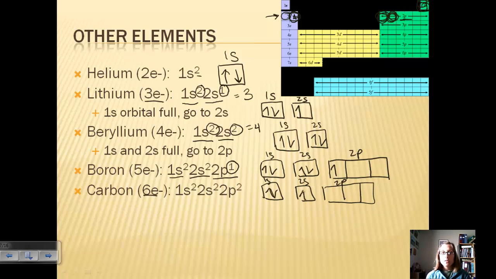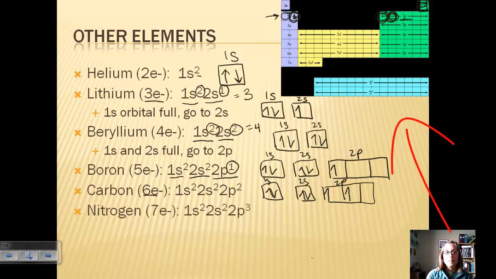1s is full, 2s is full. Now, 2p has 2 in it. I want to fill each orbital with 1 electron before I start doubling up. And so if that's the case, then I want 1 in the first orbital and 1 in the second orbital. Okay, before I start doubling them up, each one wants 1.